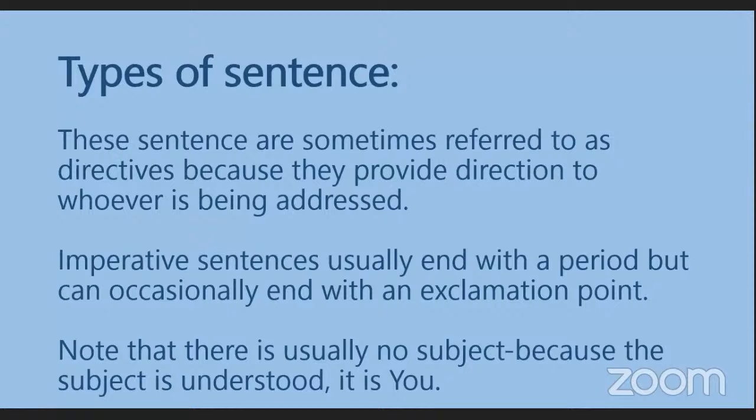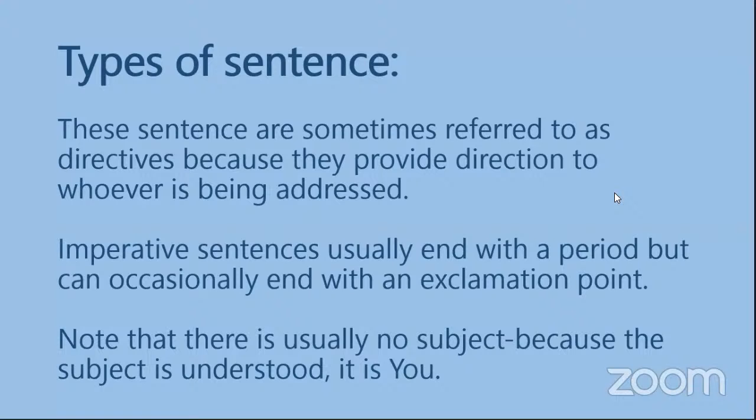Note there is usually no subject in this. We will not see any subject, in the sense of you, she, he, they, we. I will not see any subject in imperative sentences because it is understood that the subject is you. Somebody is telling you only. You should understand that the command or request is given to you only, nobody else. So a subject is not necessary in imperative sentences because the subject is understood. So this is about imperative sentences. Let us see some examples of this. Next slide.